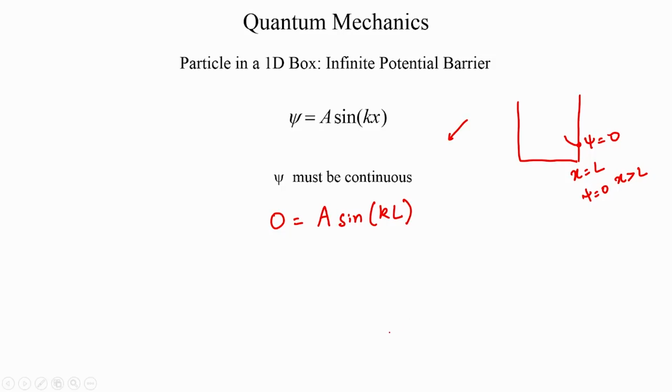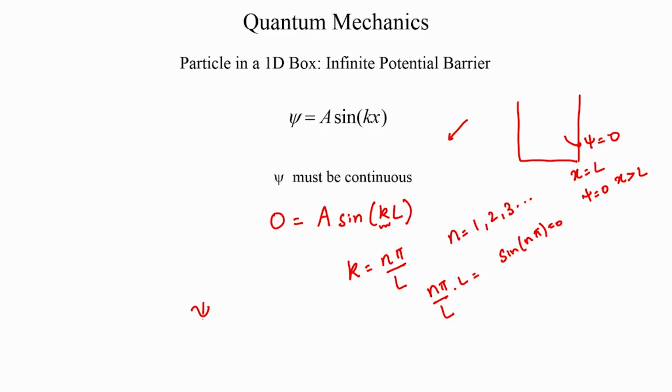Now, what are the possible solutions? We could have a equal to 0, but that would be a trivial solution, as it simply says that the wave function does not exist. So we will ignore that solution, because we also have the possibility of a solution where k is an integer times pi by L, where n could be positive integers 1, 2, 3 and so on. And n pi by L into L is an integer times pi, and sine of an integer times pi is 0.